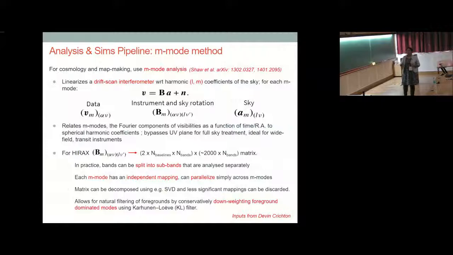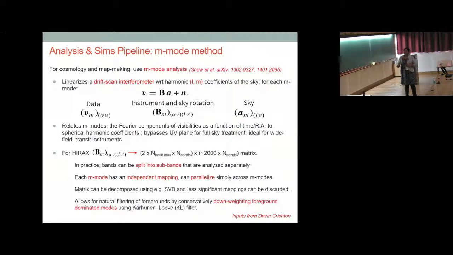You write it in terms of this simple linear equation, where B is the beam transformation matrix, kind of like the pointing matrix, which takes into account the instrument and the sky rotation. And a_lm are like the spherical harmonic coefficients. And the interesting thing is, once you write it in terms of the M modes, for each M mode, what happens is it becomes independent.